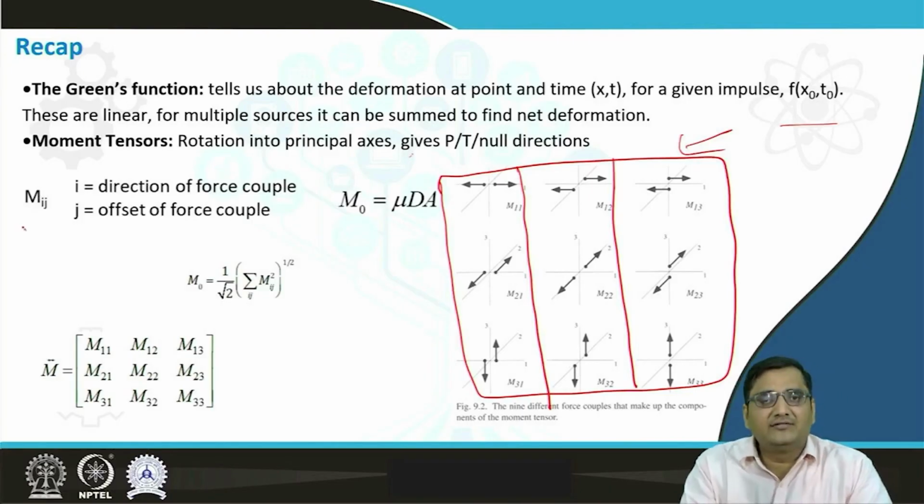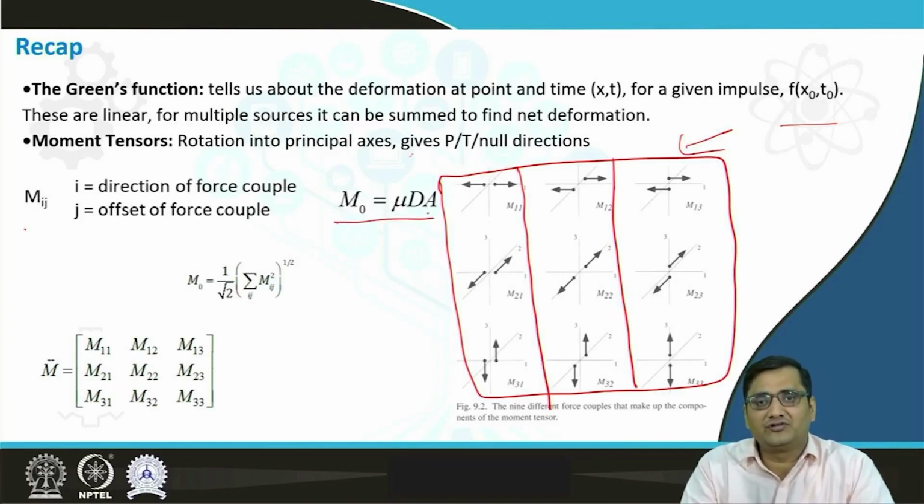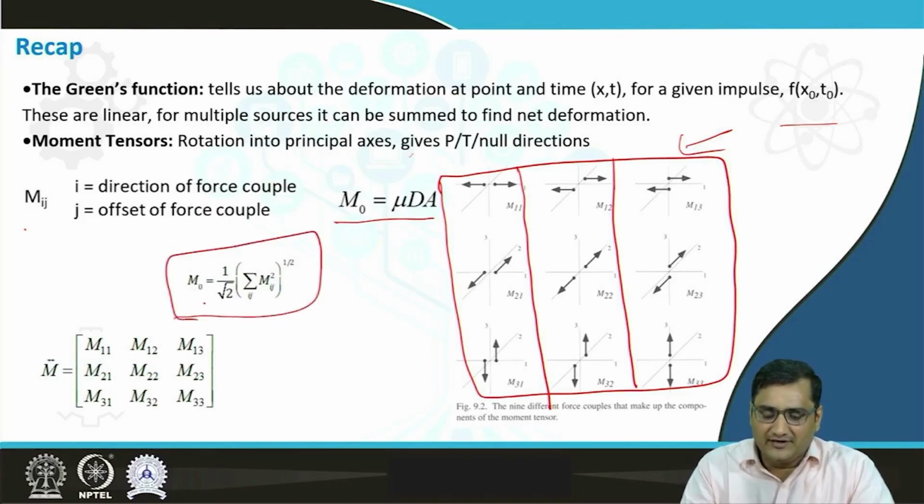Mij is used to denote the component of the moment tensor, where i is the direction of the force couple and j is the offset of the force couple. And the scalar moment, as I told you, is the product of shear modulus, slip on the fault and the area of the fault. In component form it can be represented like this, and in tensor form the moment tensor can be written something like this.